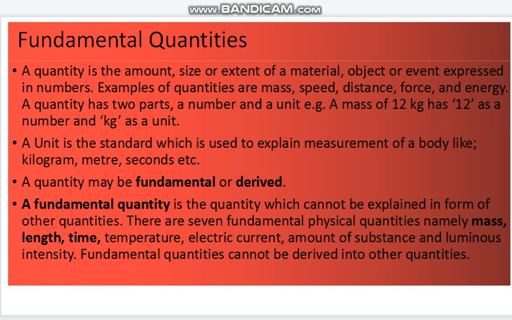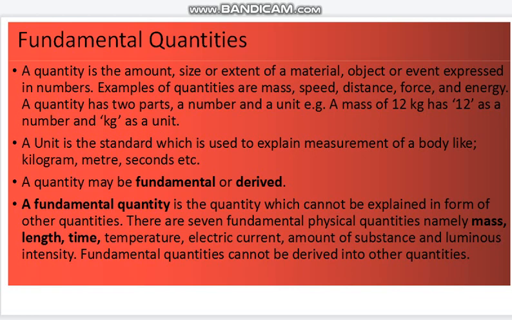A quantity is the amount, size, or extent of a material, object, or event expressed in numbers. As we've seen, measuring occurs on a desirable quantitative object. So the quantity is the amount, size, and extent of material expressed in numbers. Example: mass expressed in maybe 12 kilograms, speed, force, energy.